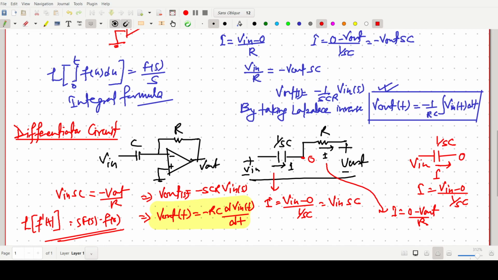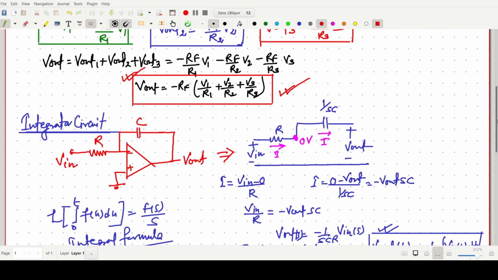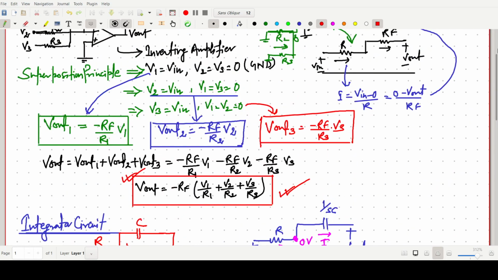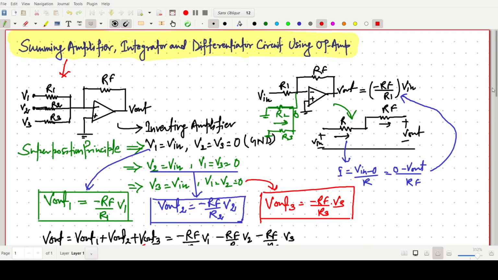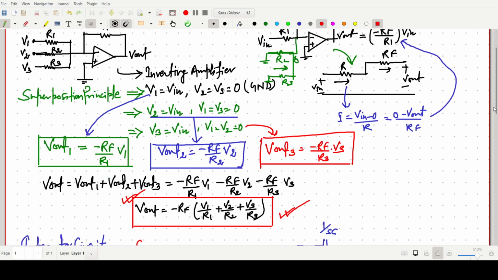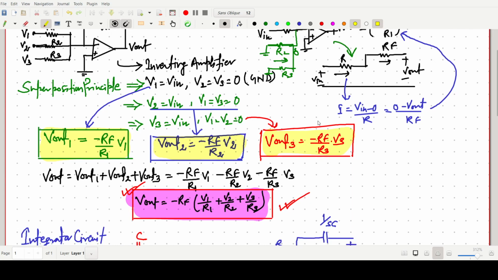So this is all about the op amp based summing amplifier circuit. Now I am highlighting only what we exactly did using superposition principle. We are taking one by one. We had put R1, R2, R3 one by one, and using virtual short concept.